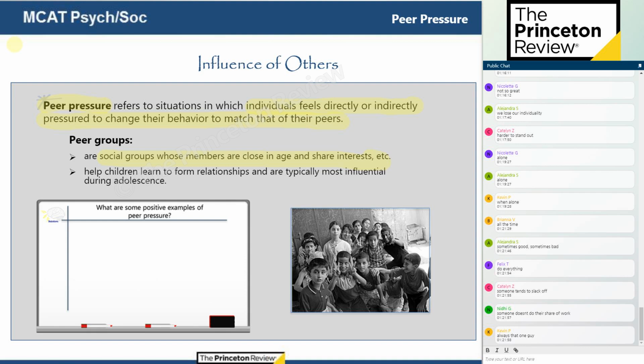We typically think of peer pressure as being bad. Like, peers are making other people do bad things. But sometimes peer pressure can actually be good. There are positive examples of peer pressure. Can you think of any?